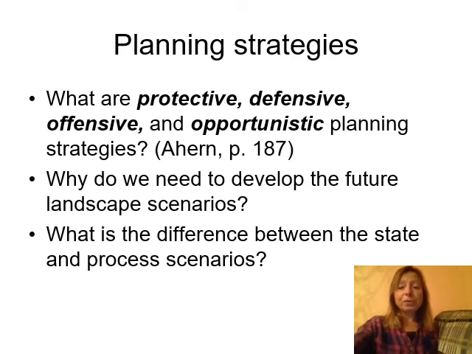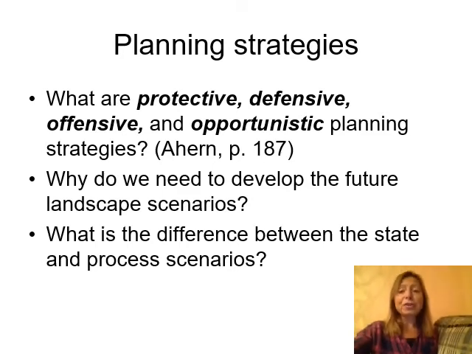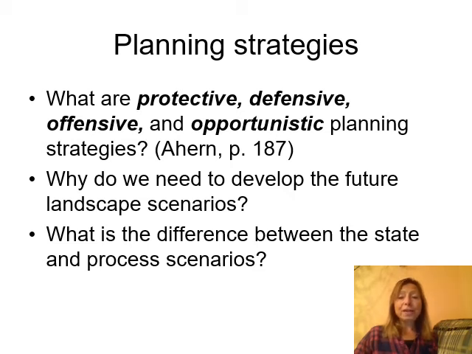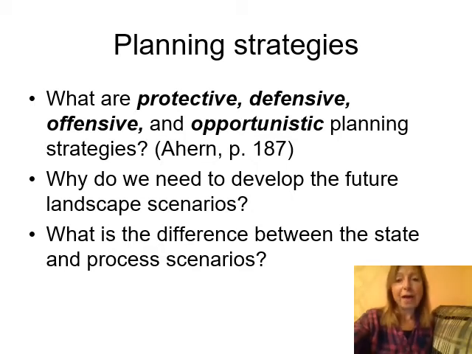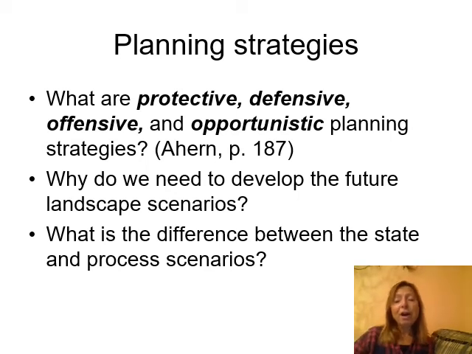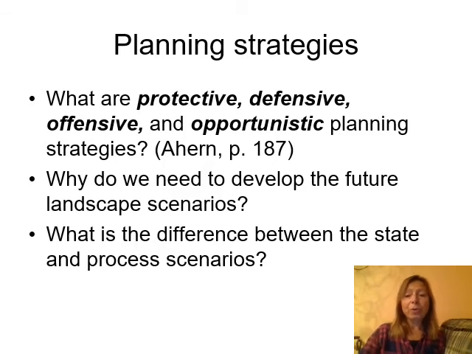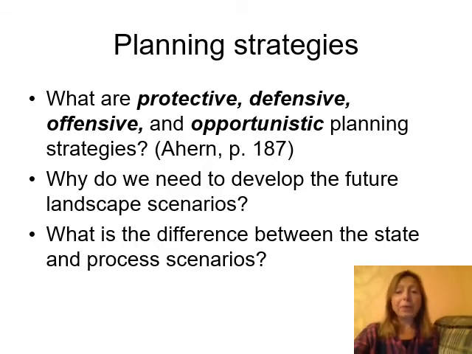This chapter is also providing lots of useful information about planning strategies. So there are 4 groups of strategies, and I'm going to elaborate a little bit on each of them. These 4 groups are protective, defensive, offensive, and opportunistic, and they're very well explained starting with page 187. Make sure that you understand and know these planning strategies. They will be on our quiz for this Thursday and Friday. So if you have any questions, please email me or Zoom with me.